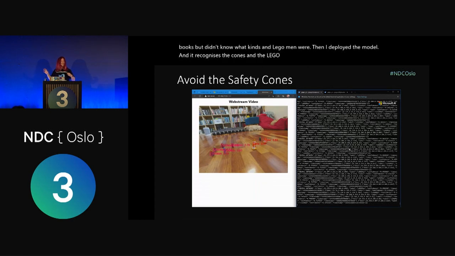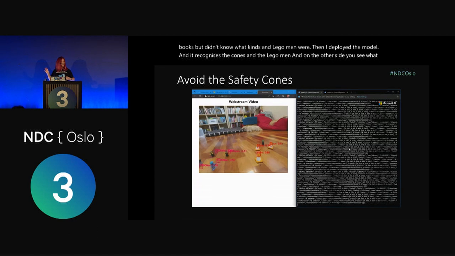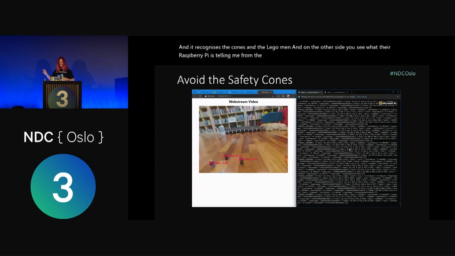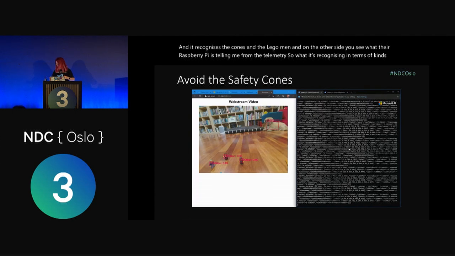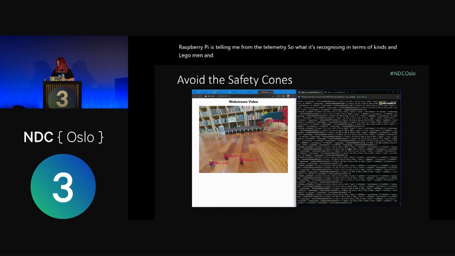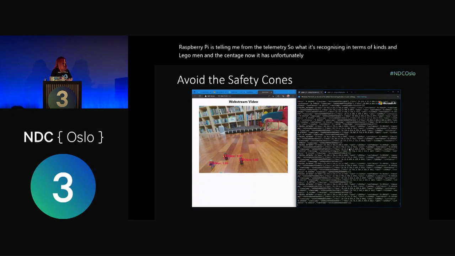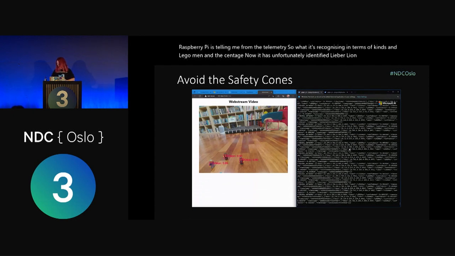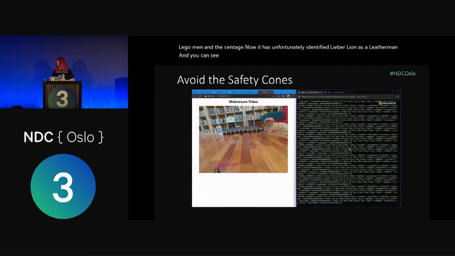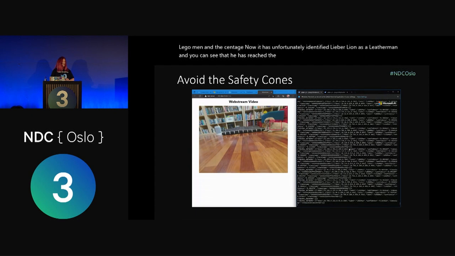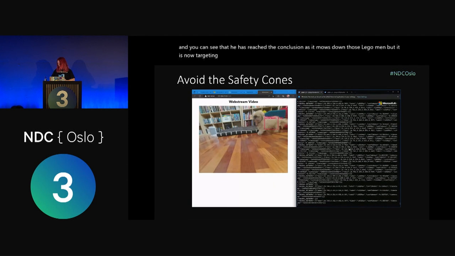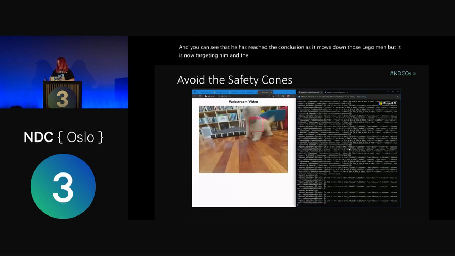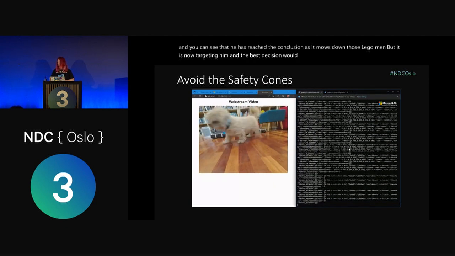On the other side, you see what the Raspberry Pi is telling me from the telemetry. So what it's recognizing in terms of cones and Lego men and the percentage. Now, it has unfortunately identified Leo the lion as a Lego man, and you can see that he has reached the conclusion as it mows down those Lego men that it is now targeting him, and the best decision would be to exit the vicinity.